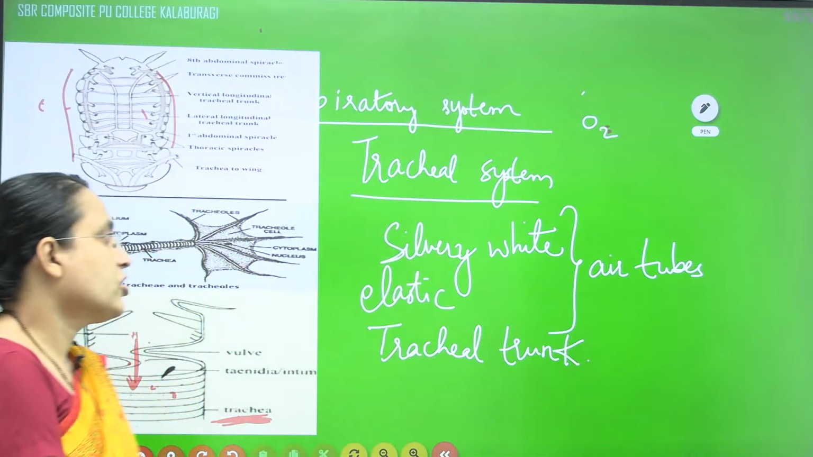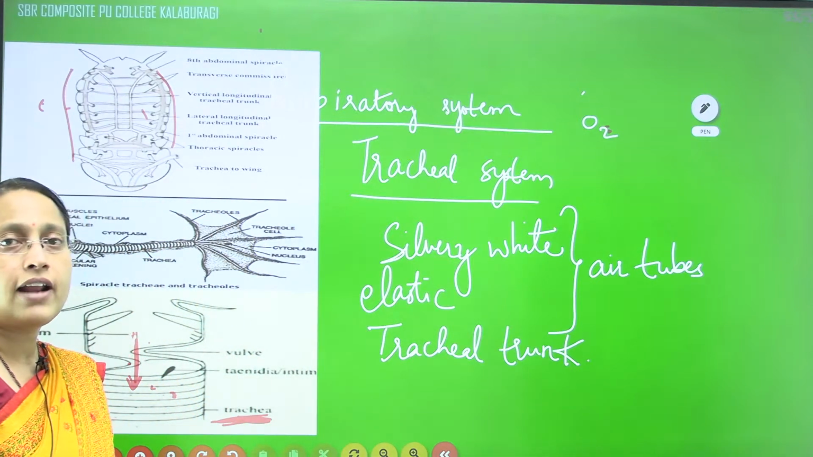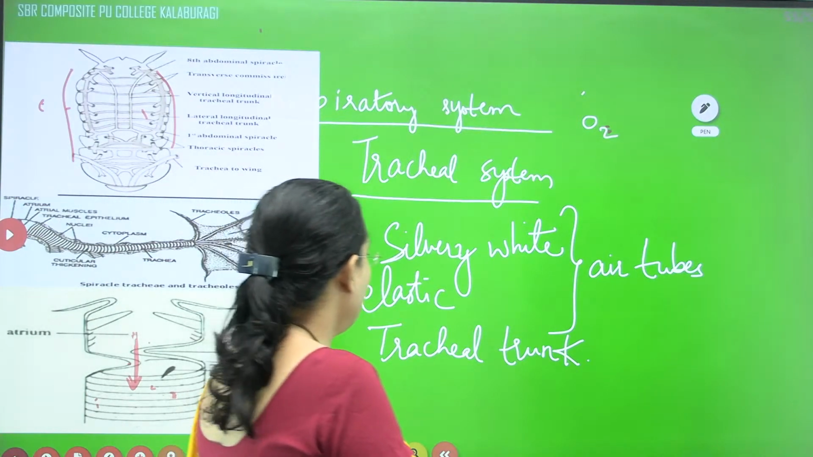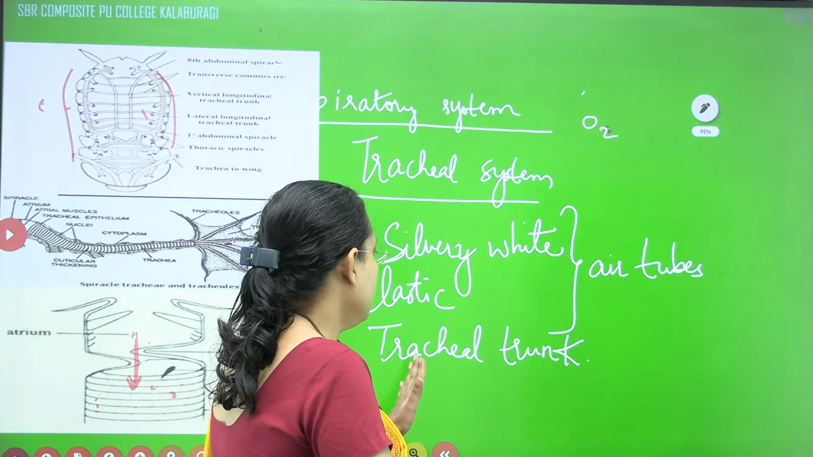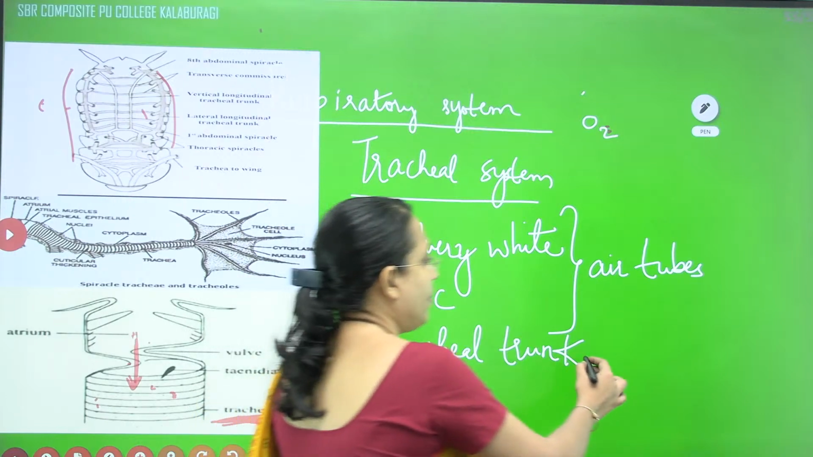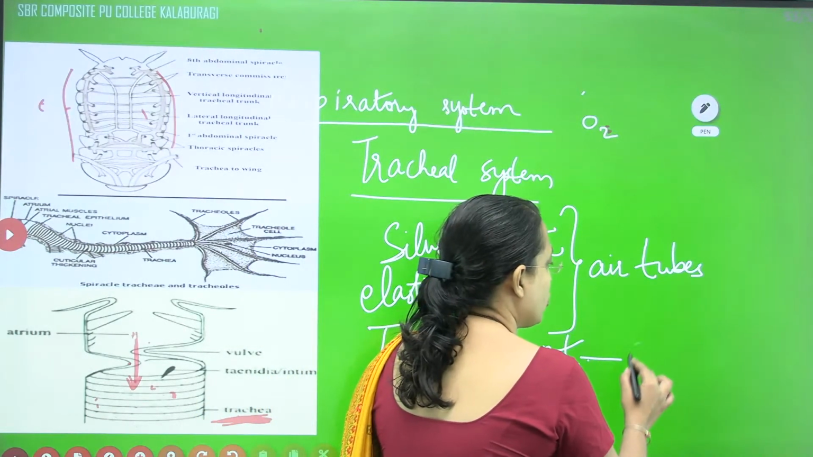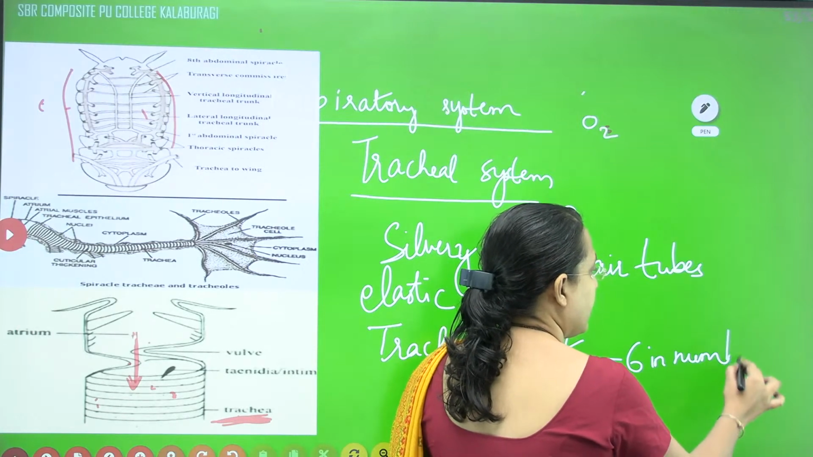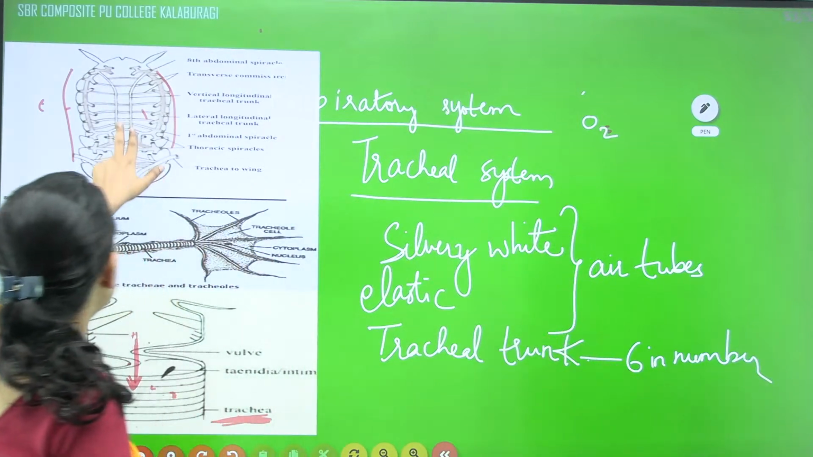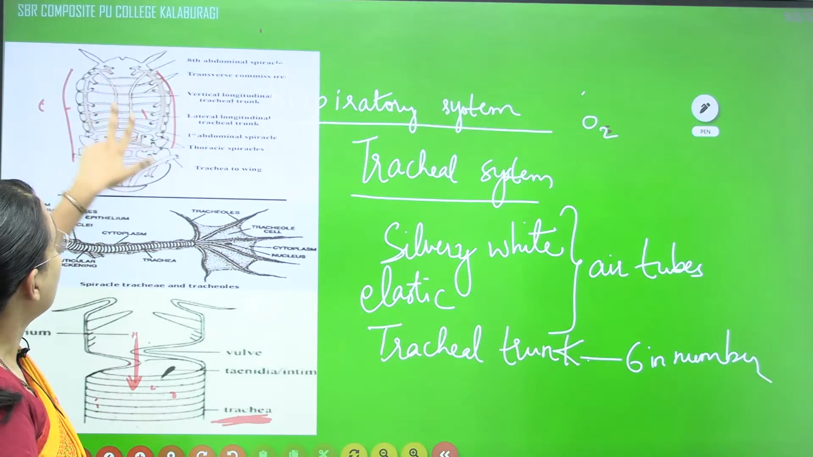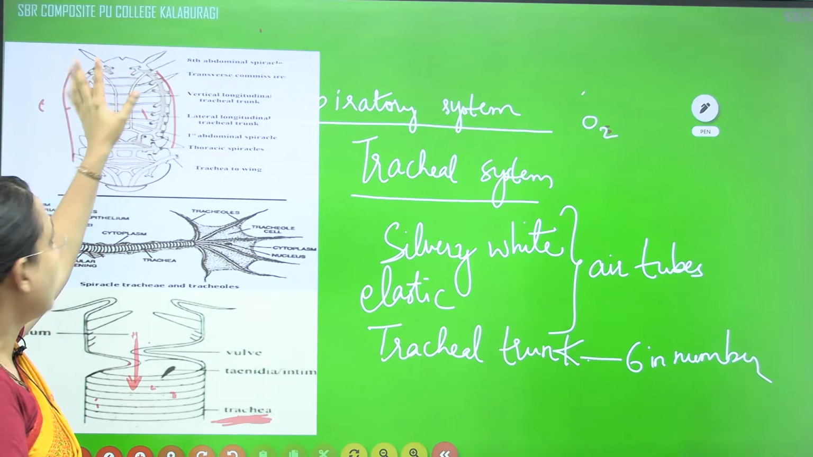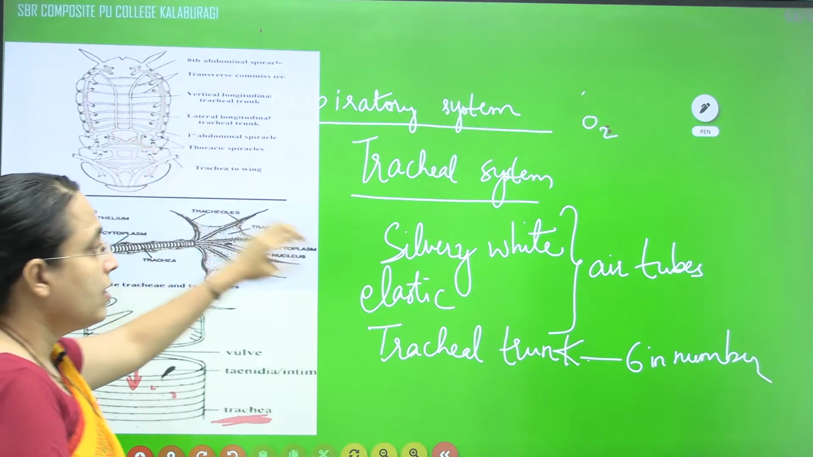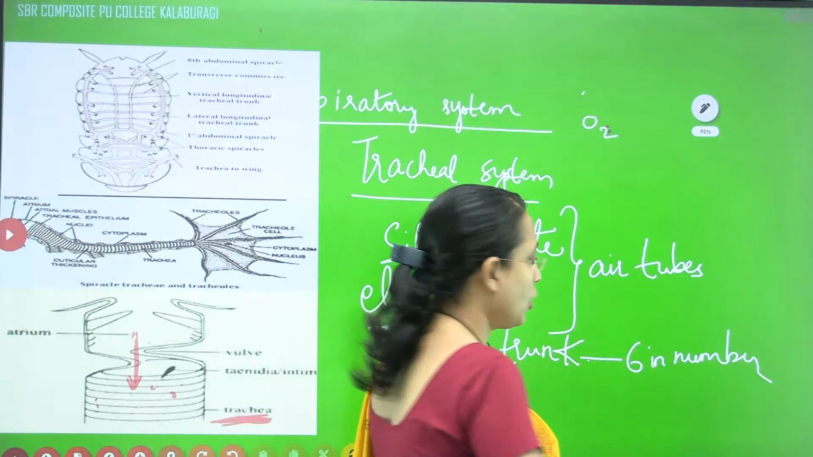The bigger trachea are called the tracheal trunk. Here, these main tracheal trunks are supposed to be 6 in number. You can see here there is one main tracheal trunk here, one pair will be on the other side, and another pair will be on the sides, that is the lateral side. So therefore 6 in number or 3 pairs.